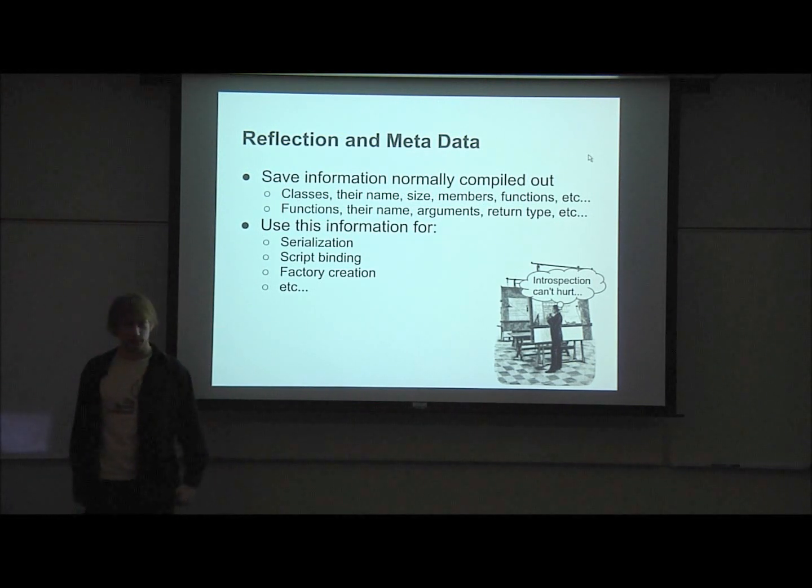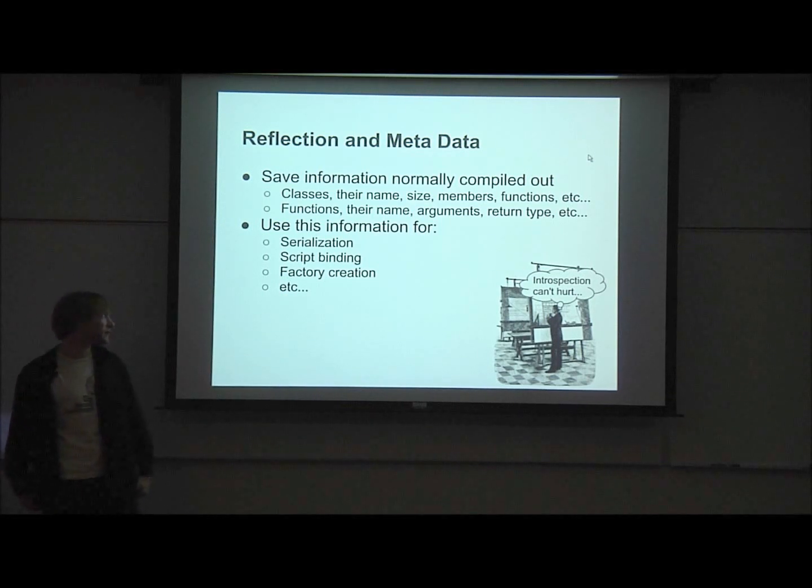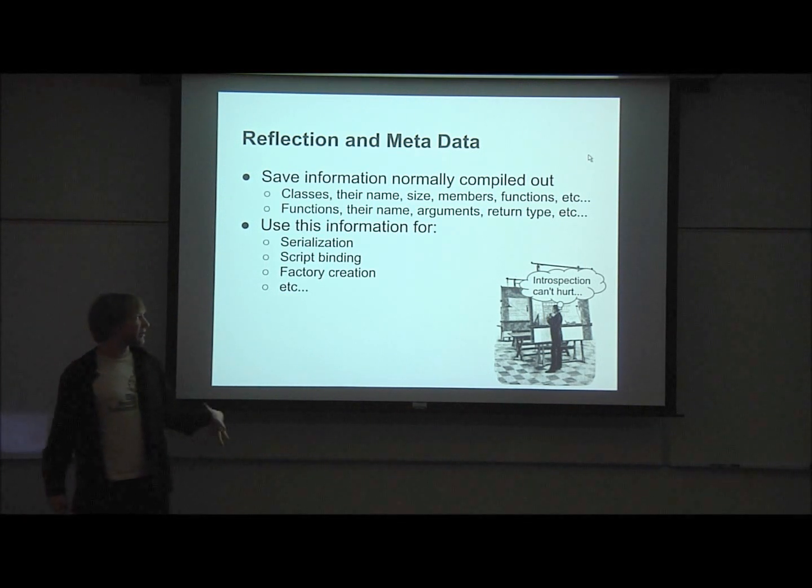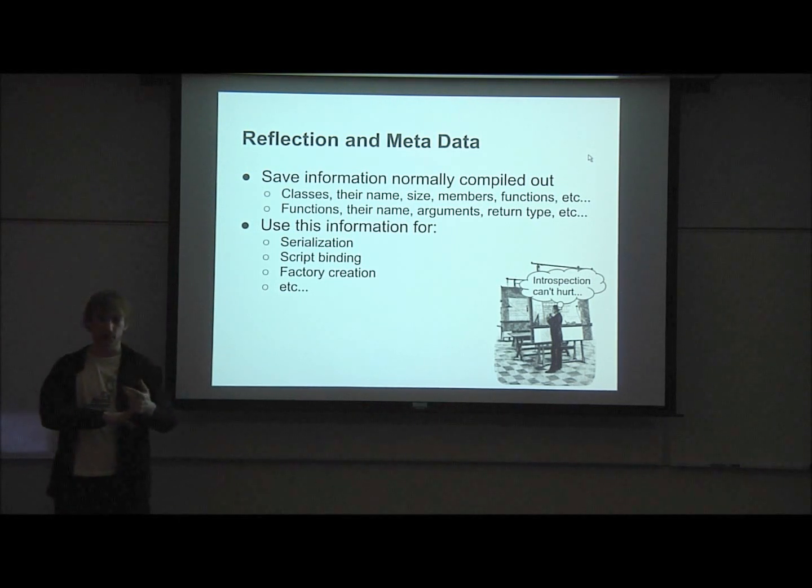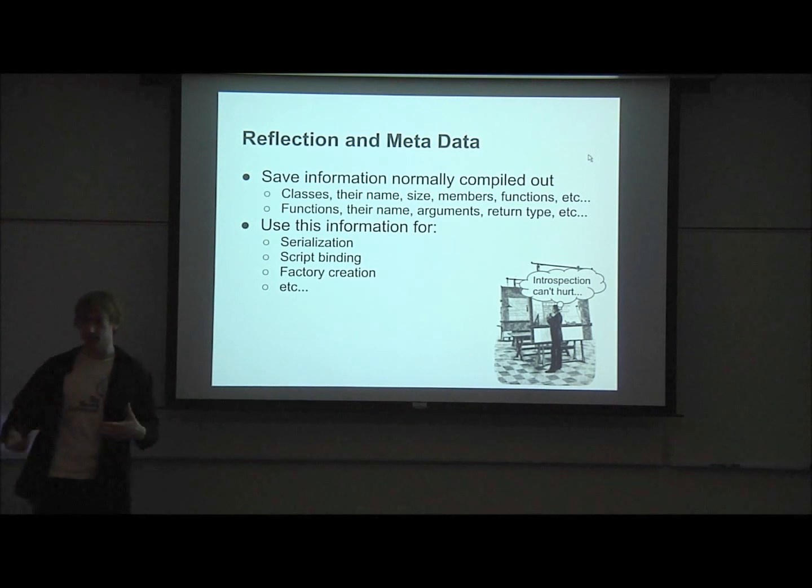Reflection metadata. This is a topic that could go for 2 or 3 lectures, but I just want people to know what it is. You're saving information that normally would be compiled out. Like classes, their name, their size, their members, what functions they have in them, the names of those functions, the names of those members, the offset of those members, the type of the members, the functions, their signatures, how many arguments they take, their return type. All this you're saving. When C++ is compiled, normally all this, or most of the data, is lost, like the names of the classes. All this is compiled out.